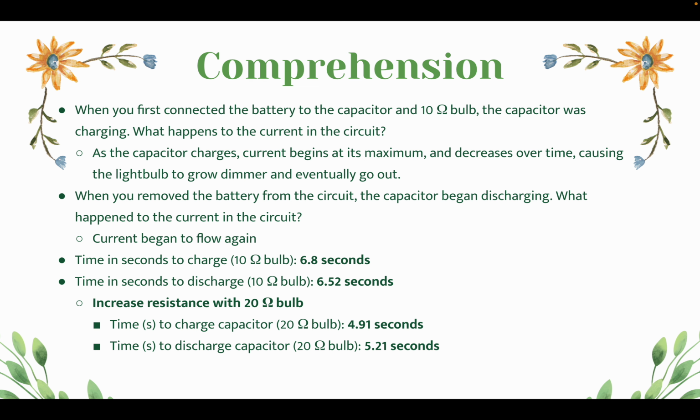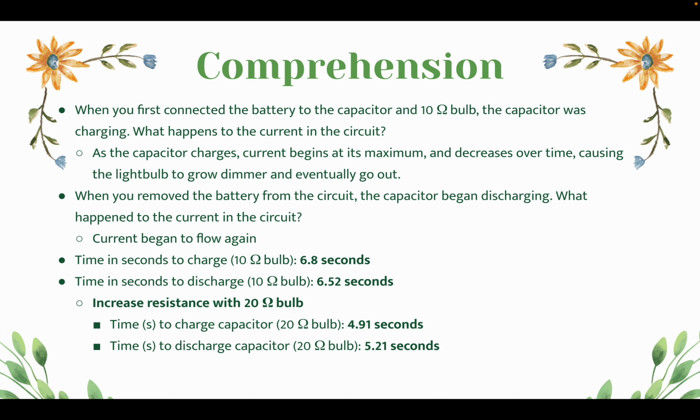What happens to the current in the circuit once the circuit is flowing? The capacitor is charging to its maximum Q, and so initially the current is at its maximum and then decreases over time because the capacitor is reaching its full charge, and soon no charge is flowing over it. Once you remove the battery, the capacitor discharges and the current begins to flow again.